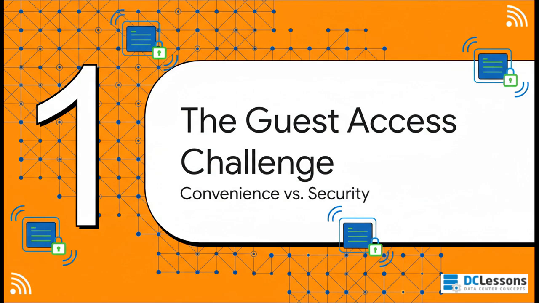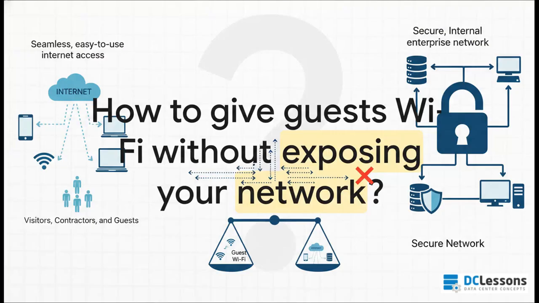We're talking about that fundamental challenge, that constant balancing act between making things super convenient for your guests and keeping your own network absolutely bulletproof. I mean, this is the big one, right? The million-dollar question. You have to provide internet for your visitors. It's just expected these days. But at the same time, you cannot, under any circumstances, risk exposing your internal servers or your company's private data. If you get this wrong, that simple convenience turns into a massive security hole. It is a classic high-stakes problem.